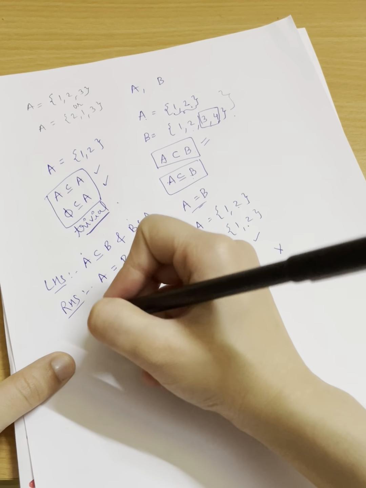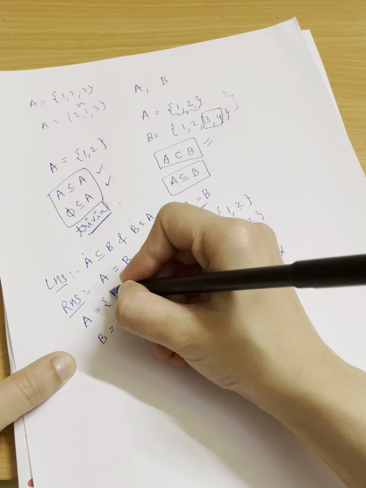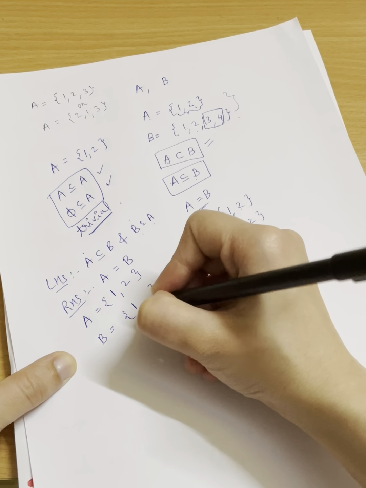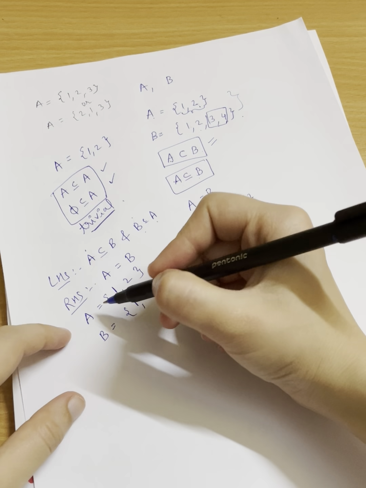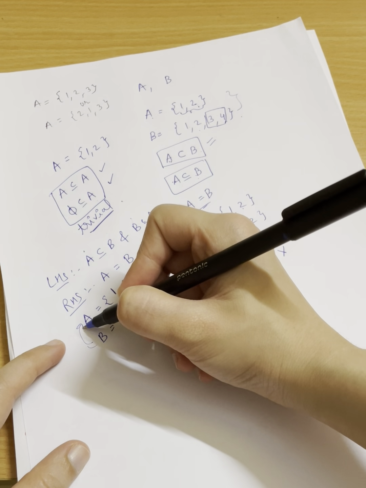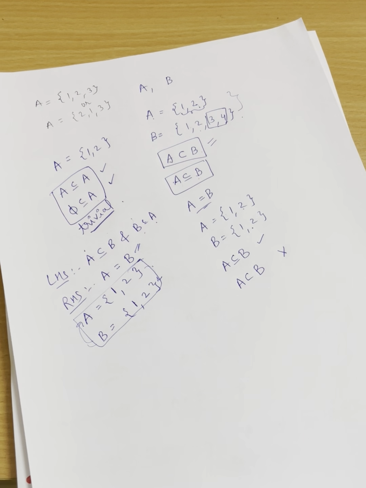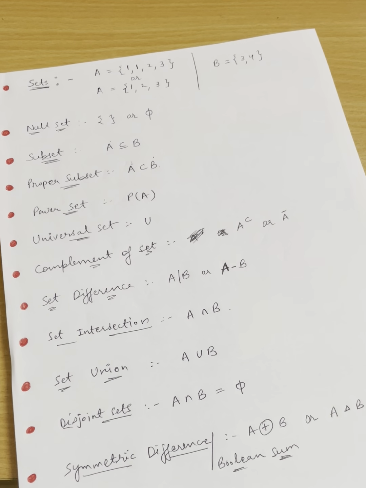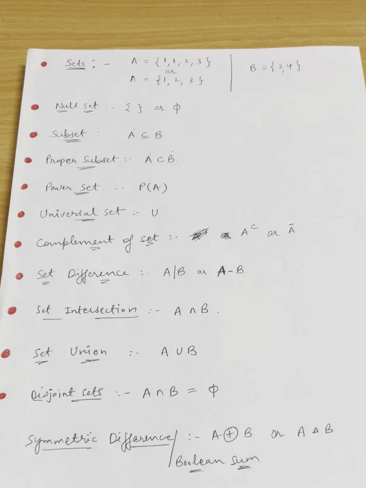Let's suppose, take an example, and not all examples are valid for this LHS. So if I want this LHS part to be valid, then both sets should be equal, because A is a subset of B and B is a subset of A. So it is possible only in that case when both sets are equal. Okay, so this is one thing. If A is a subset of B and B is a subset of A, then we can say that both sets are equal.